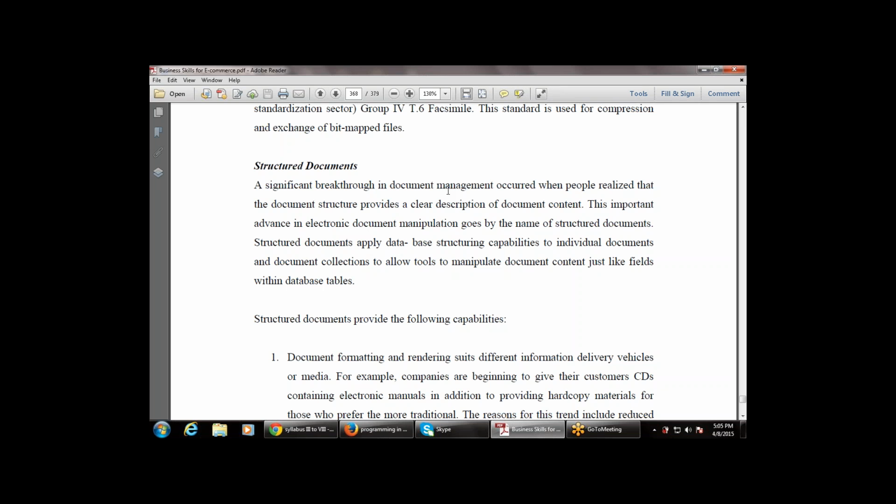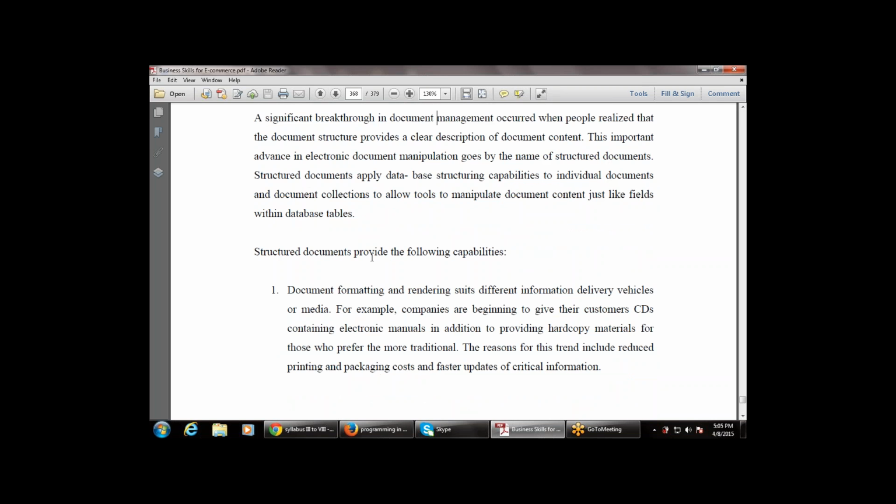Structured documents apply database structuring capabilities to individual documents and document collections, to allow tools to communicate or manipulate document content, just like fields within database tables. Structured documents provide the following capabilities.